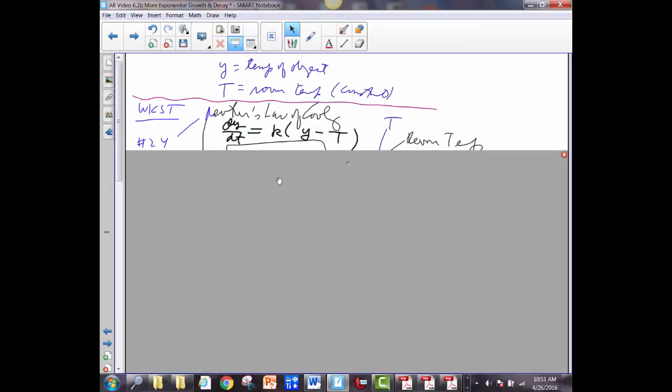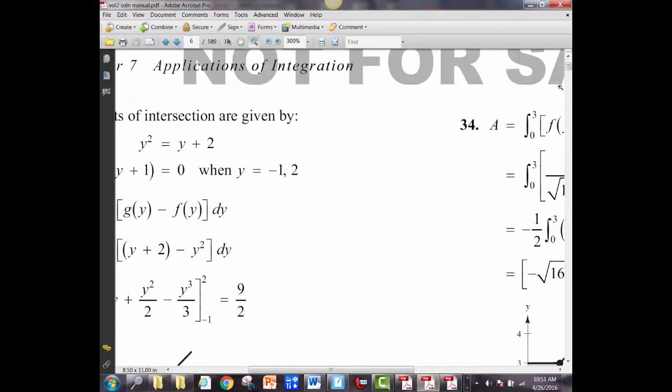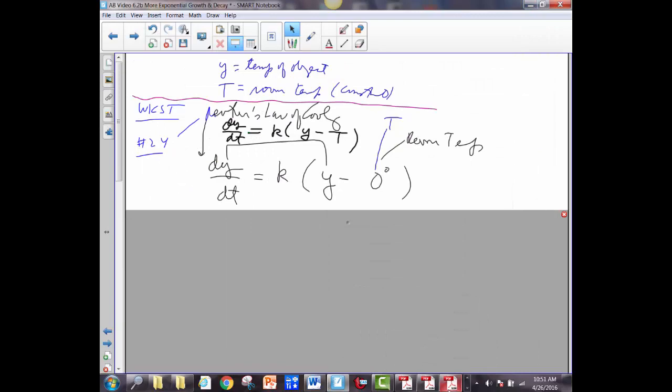So here's what we're going to do. We're going to circumvent that. All right, so here's Newton's law of cooling on the worksheet, which is not that, which is this.